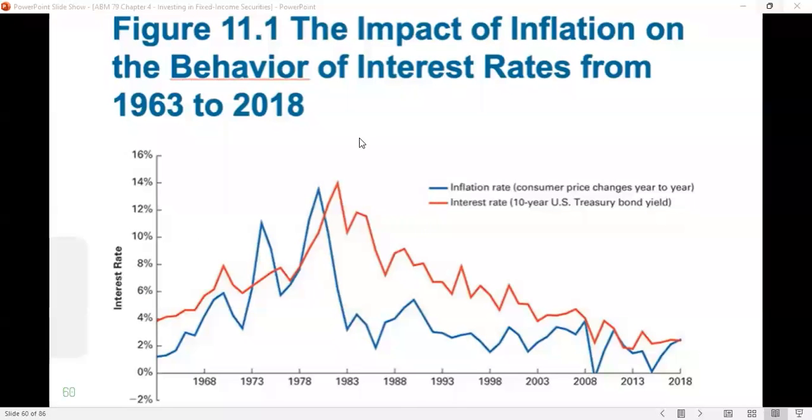As you can see here, this is the impact of inflation on the behavior of interest rates from 1963 to 2018. So sa una, ang inflation rate ni-taas for pila ka year, 1968 to 2018. Imagine. So nitaas siya, ni-lower down, ni-lower down. Karon mubo pa ang inflation, pero currently nitaas na pud. So, kaya hinay-hinay na po ang taas sa inflation.